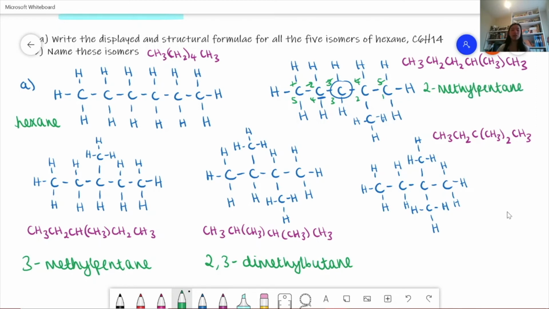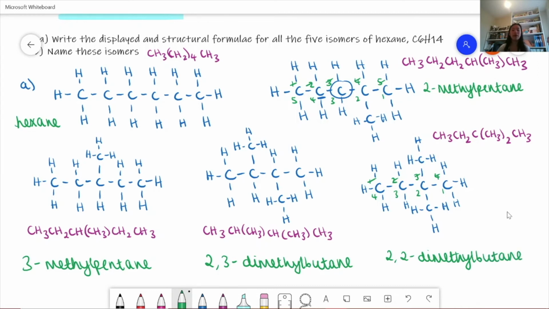And then for the last one, the longest chain is 4 again, so we have some kind of butane, and we have 2 methyl groups, and they're either on carbon 3 or on carbon 2. And again, we have to take the lowest number, so we get rid of the numbers on the top. And so the name of this molecule would be 2,2-dimethylbutane.